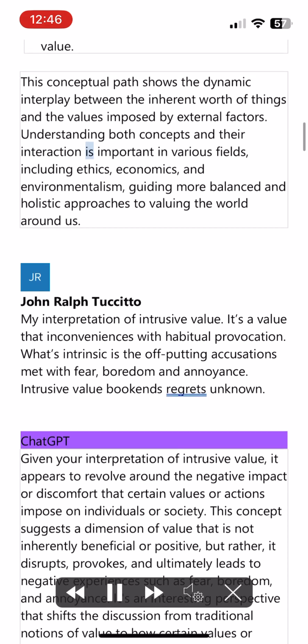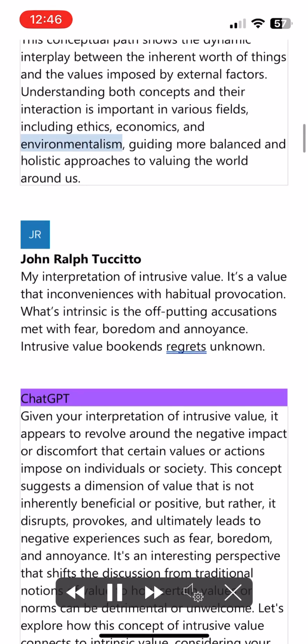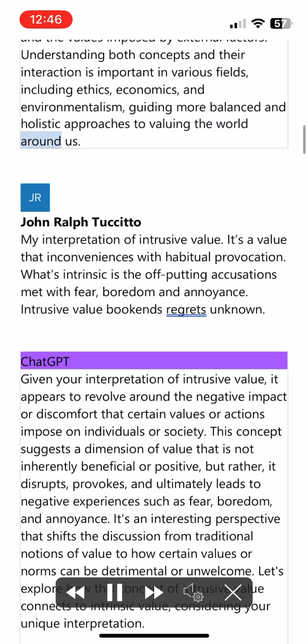Understanding both concepts and their interaction is important in various fields, including ethics, economics, and environmentalism, guiding more balanced and holistic approaches to valuing the world around us.